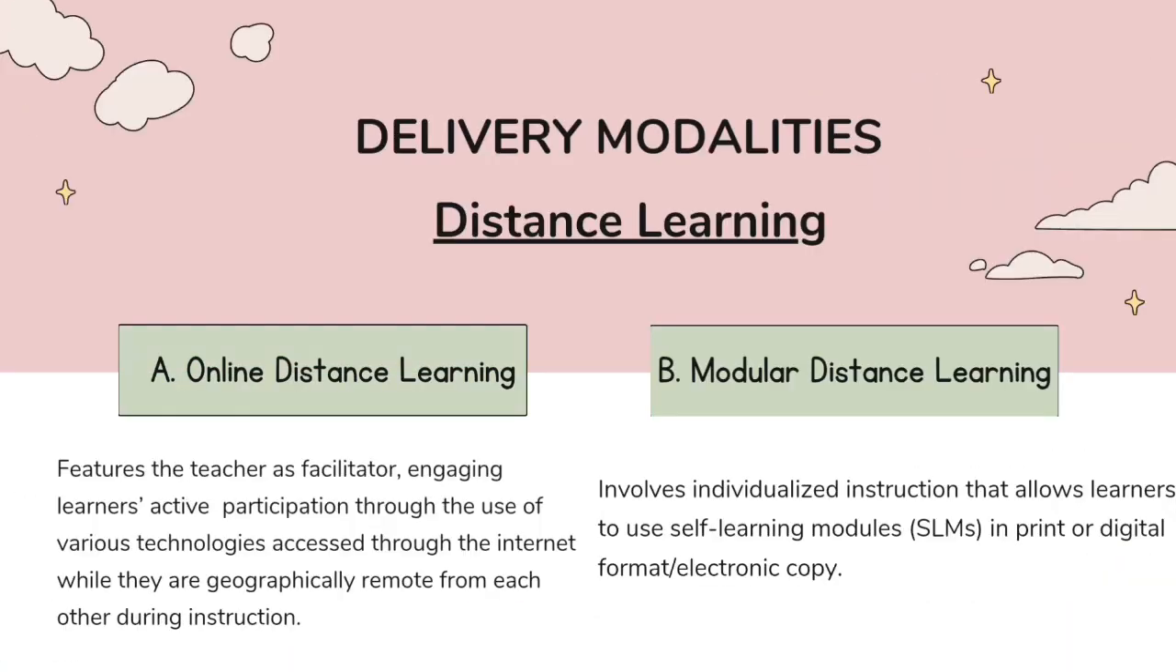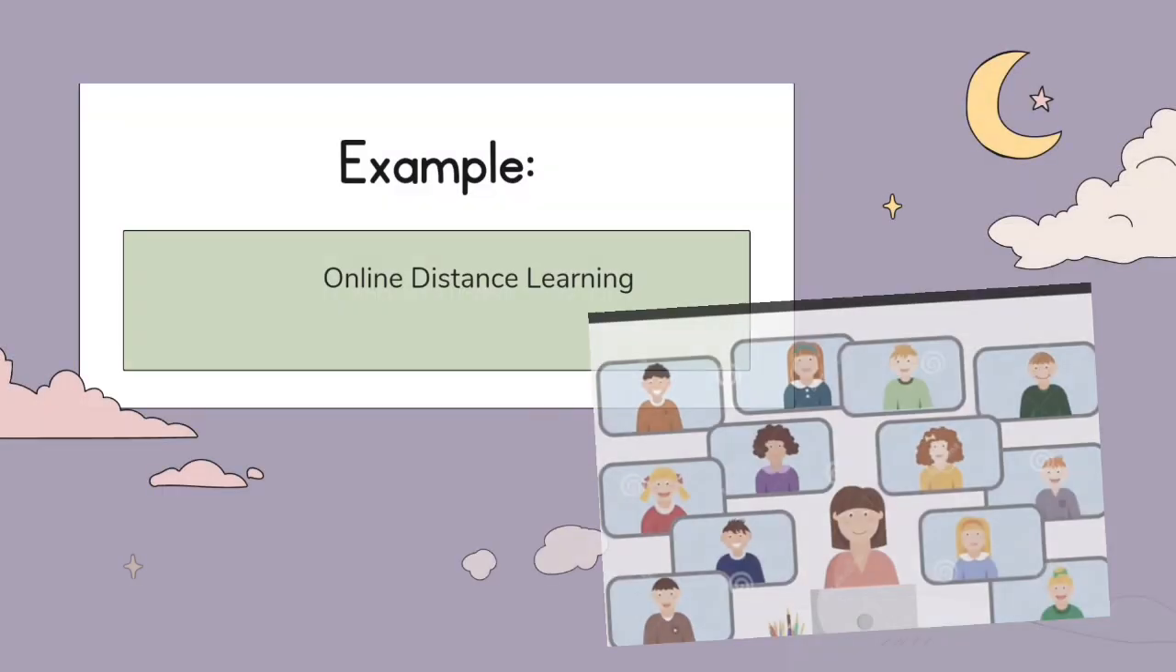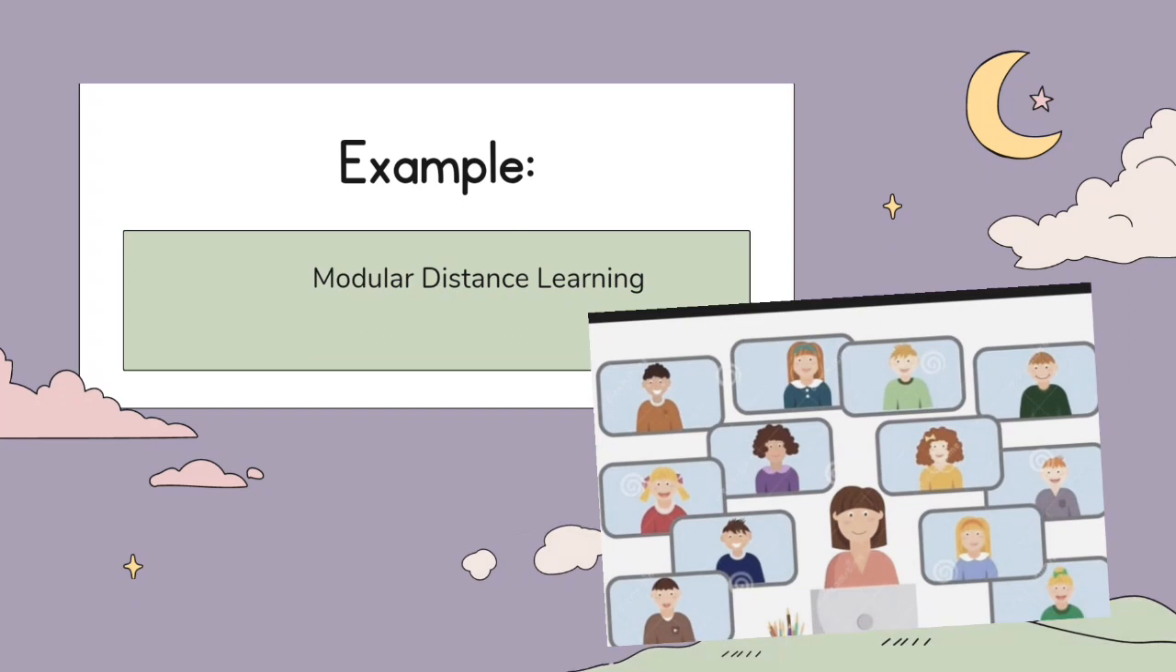Now we have distance learning, which has two types, the online and the modular distance learning. Online distance learning is a teacher as facilitator engaging learners' active participation through the use of various technologies. Meanwhile, modular distance learning involves individualized instruction that allows learners to use self-learning modules or SLMs in print or digital format or electronic copy. So this is an example of online distance learning, while the other picture represents modular distance learning.